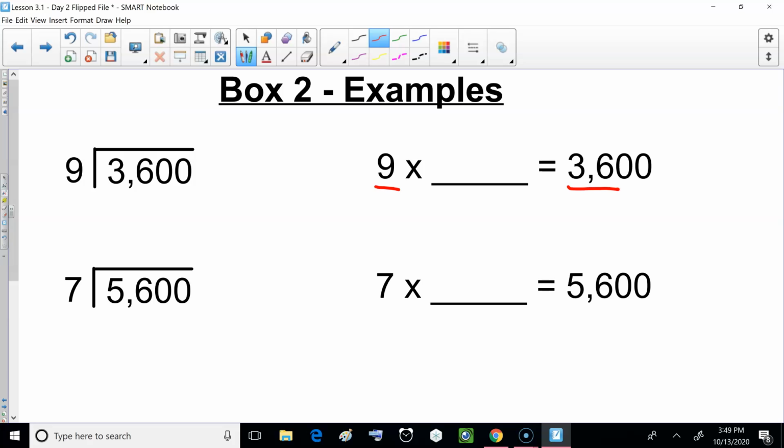Well, if I use my finger strategy, 1, 2, 3, 4. I have 3 on this side, 6. Oh, so it's got to be 4. 9 times 4 equals 36. But notice there are 2 zeros, so that's going to be 400.